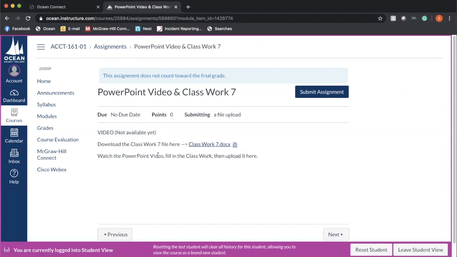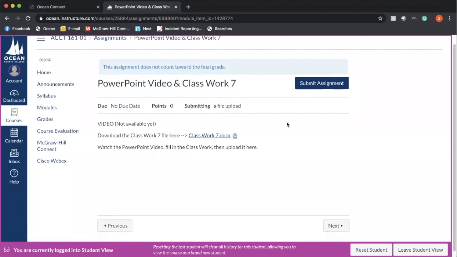Watch the PowerPoint video. We're going to be going over it together just like we would normally do in class. Follow along and fill in the classwork document, whether you do it online or if you print it, whichever, it doesn't really make a difference. And then just make sure you upload it here so I know you completed it.